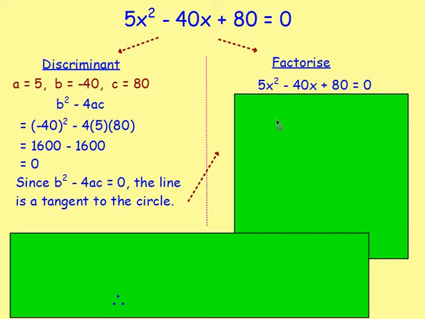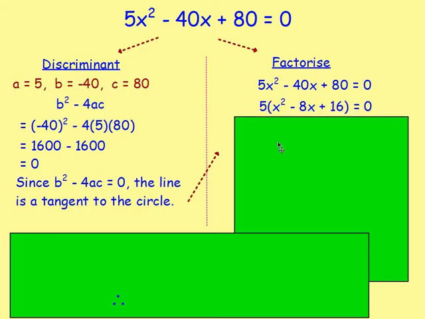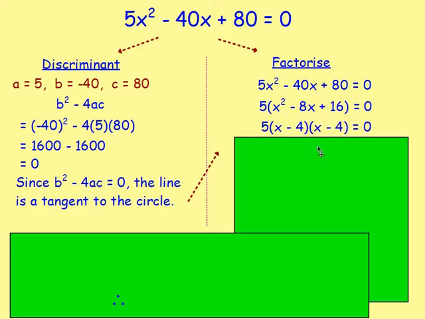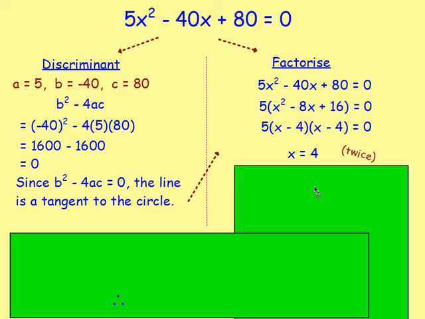So 5x squared, take away 40x plus 80 equals 0. Take out the highest common factor, which would be 5. So we'd have 5 bracket x squared, take away 8x plus 16 equals 0. Factorise this bit in the brackets, and we've got 5 bracket (x minus 4)(x minus 4). Meaning then, the only value of x is going to be 4. Because we'd have x equals 4 here and x equals 4 here. So we'd really have x equals 4 twice.